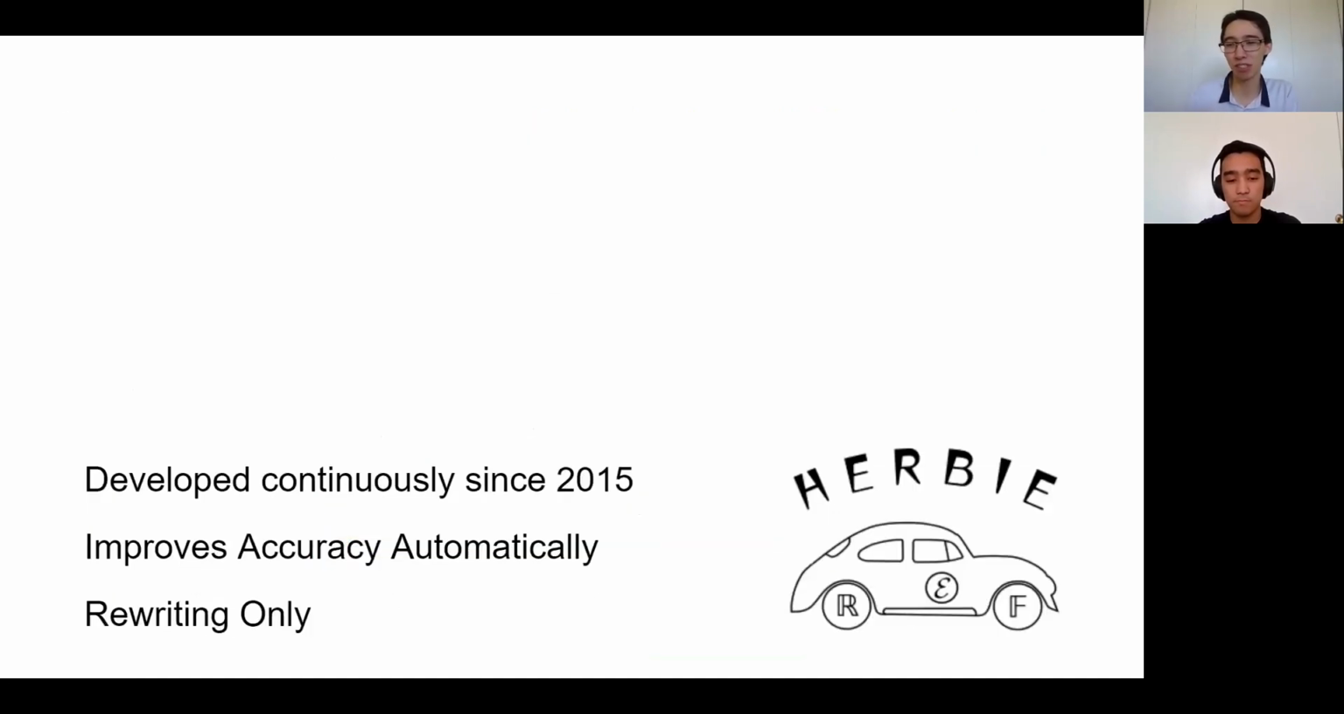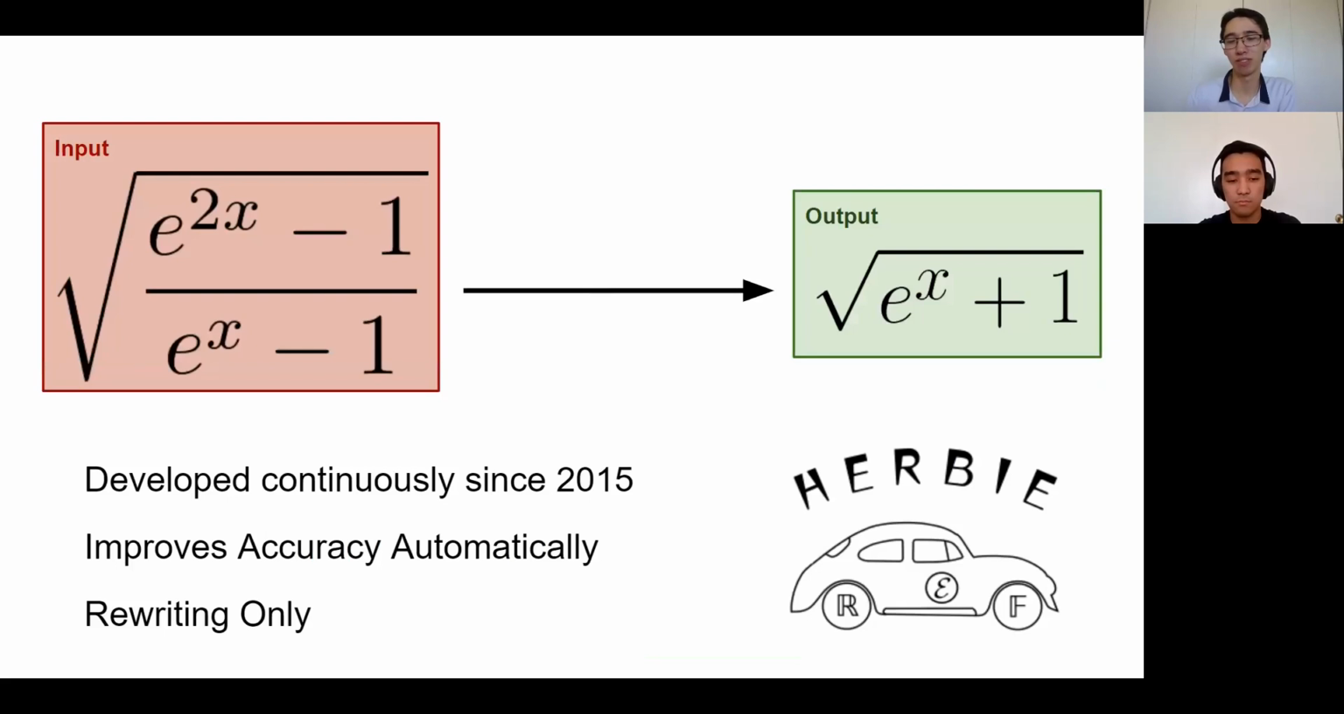So for the past couple years, I've been doing work on a tool called Herbie. Herbie automatically improves the floating point accuracy of programs, and it does this using just rewrites, not precision tuning. For example, if you take the program Brett introduced earlier, and you give it to Herbie as an input, it automatically produces the simplified output, which has much less error.